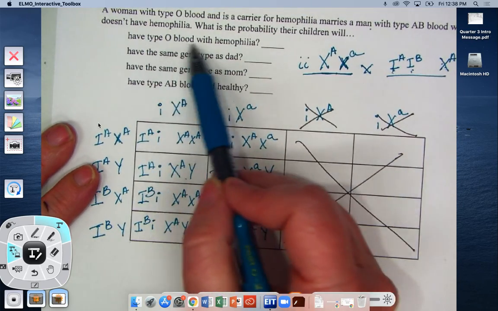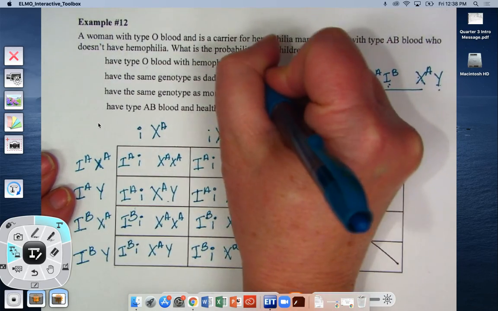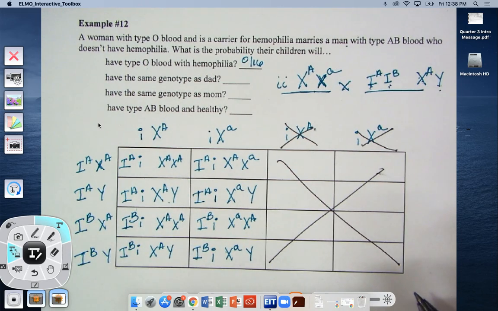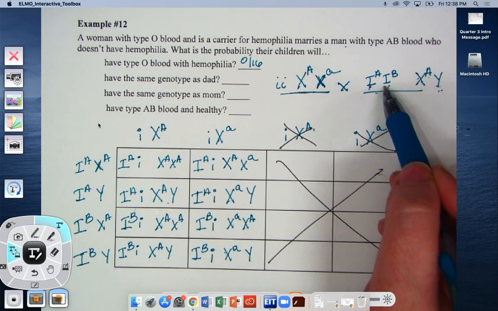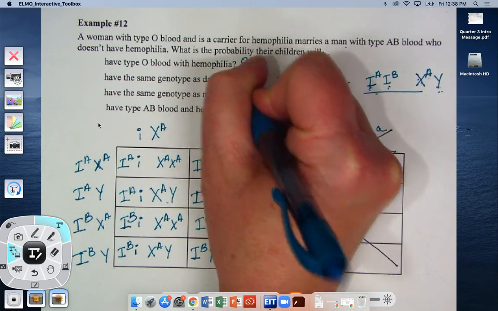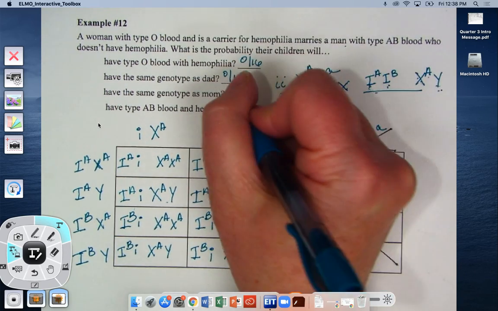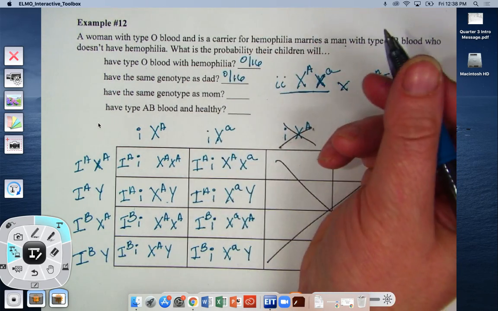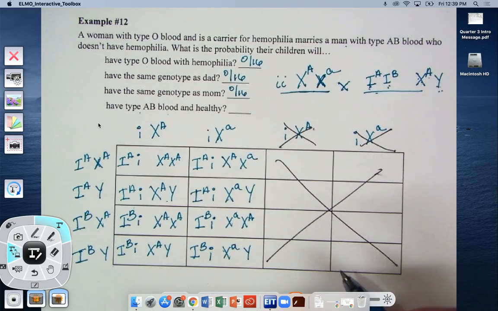All right, what is the probability you have type O blood with hemophilia? Nobody is going to end up with type O. 0 out of 16. Same genotype as dad. Oh, I forgot what dad was. Which one's dad? This one's dad. So dad does not have hemophilia, is type AB blood. Nope. Nobody has AB blood. Same genotype as mom. Nope. Type AB blood and healthy. No one's going to have AB blood.